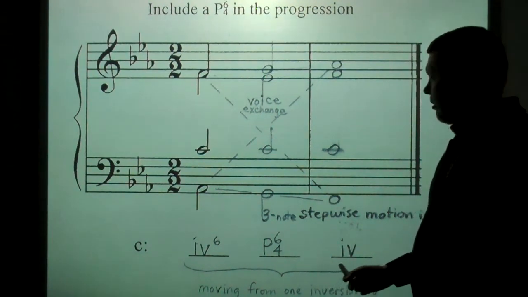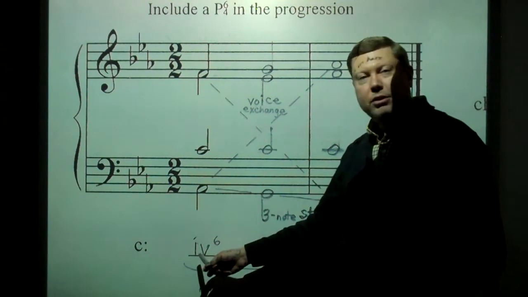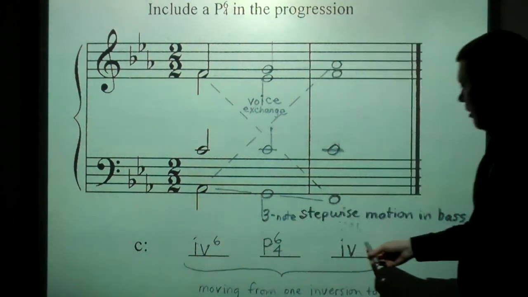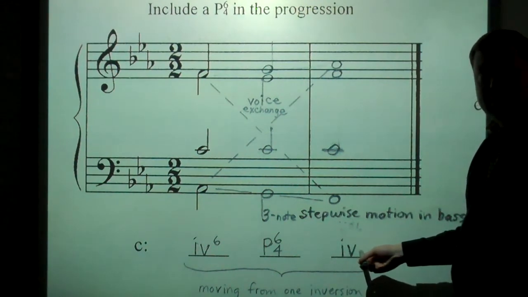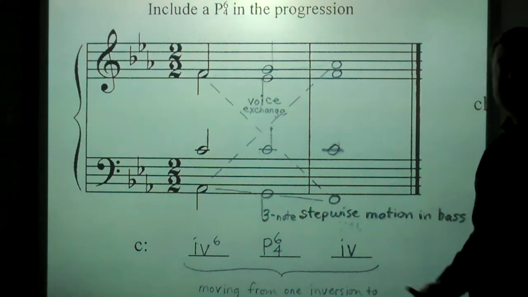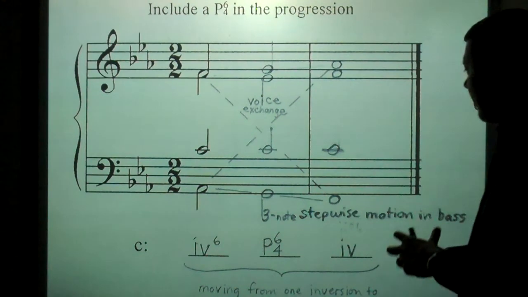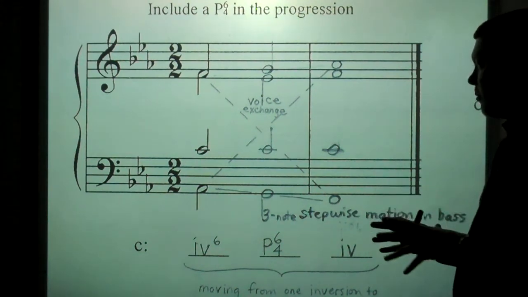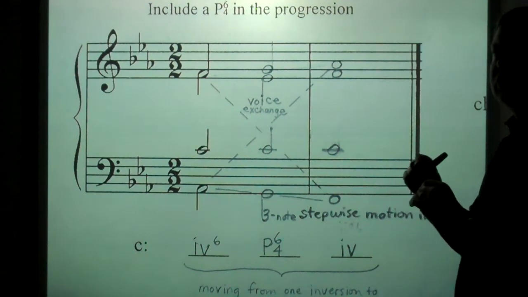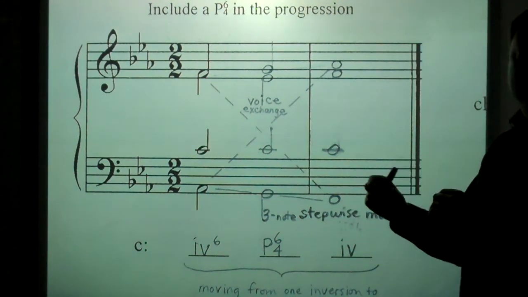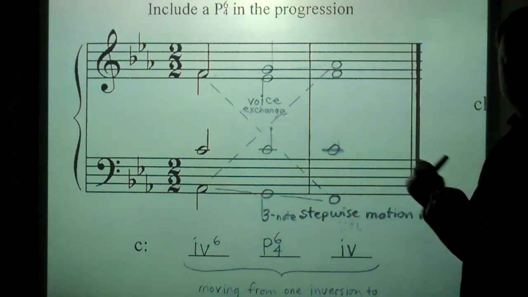The reverse also works. If you started with a triad in root position, take the passing 6/4 and use it to get to the same triad but in first inversion. Passing 6/4 chords are very helpful and they work very well going from a triad in first inversion to root position, or the reverse, root position to first inversion.